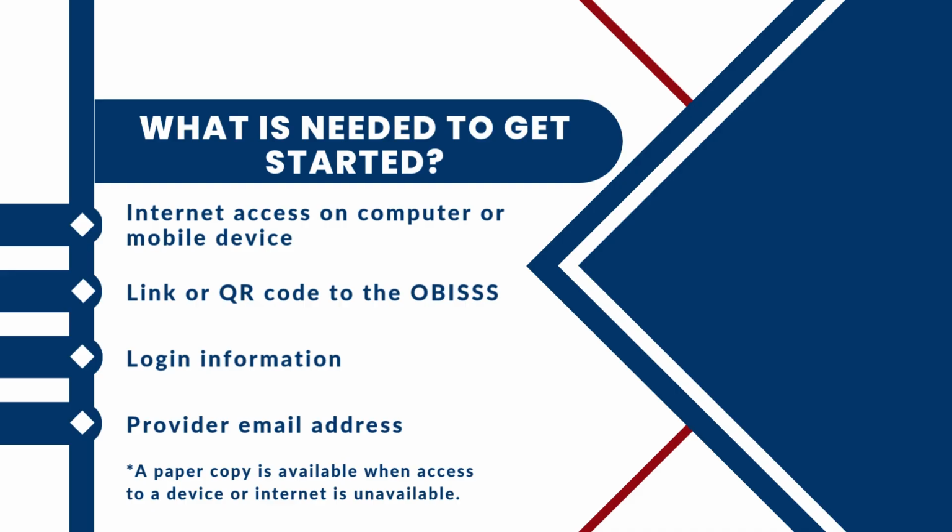What is needed to get started? Internet access on a computer or mobile device, a link or QR code to the OBISSS, information for logging in, and a provider email address. A paper copy is also available when access to a device or internet is unavailable.